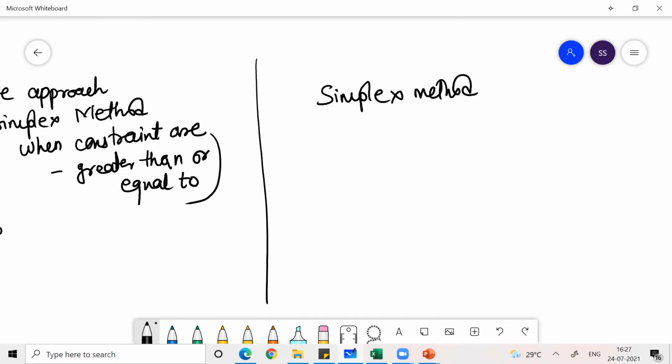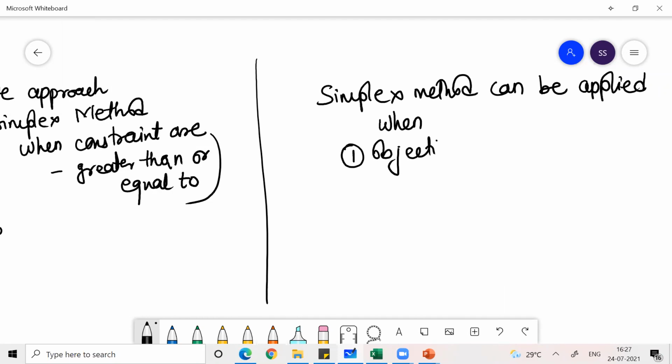When we talk about the simplex method, it can be applied when the objective function is maximization. Whenever the objective function is maximization, we can use the simplex method.